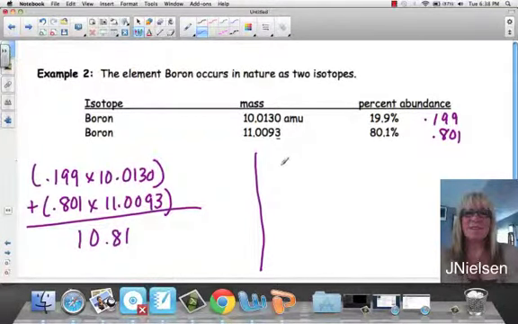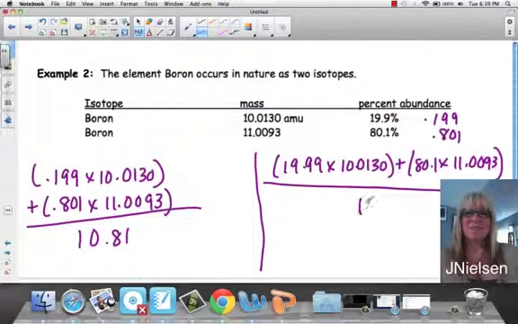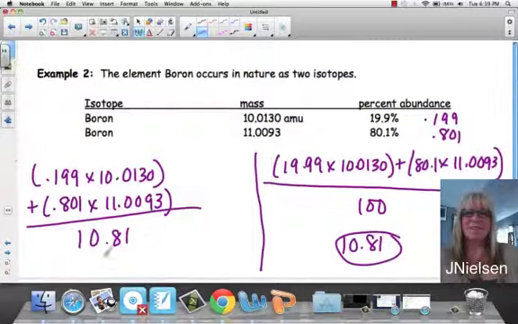Over here, I'm just going to multiply by the percent, 19.9 times 10.0130 plus 80.1 times 11.0093 and divide by 100, and I still get 10.81 as the average atomic mass. And that's how we calculate average atomic mass. We will practice some of those in class tomorrow after a short quiz. Have a great night.